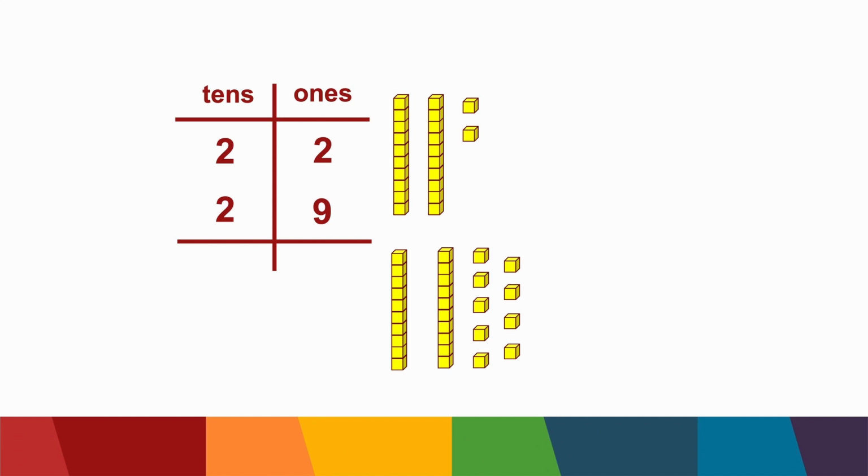Here we have 22 and 29. Starting on the ones column, 2 plus 9 equals 11. That's 1 ten and 1 cube. When you have an 11, because it belongs in the tens column, you have to slide it into the tens column. You carry the 1 down, and then you add the tens column. 1 plus 2 plus 2 equals 5. 22 plus 29 equals 51.